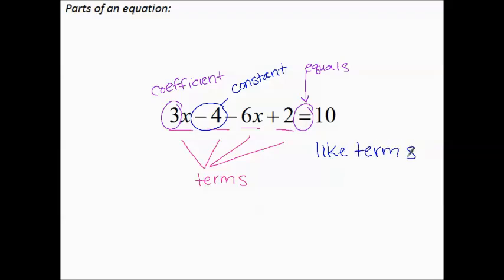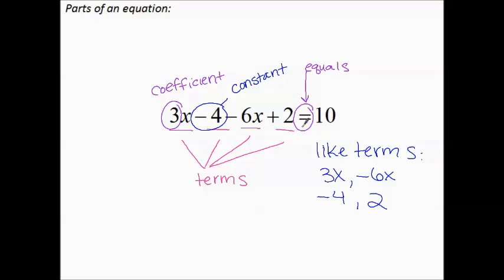When we look at an expression or an equation, and we have like terms, they are ones with, if we have like terms, we have terms with an x. So here 3x and negative 6x would be like terms. They both have an x. 3 and 6 are both coefficients. Our other like terms would also be our constants, negative 4 and 2. Negative 4 and 2 are also like terms within our equation.